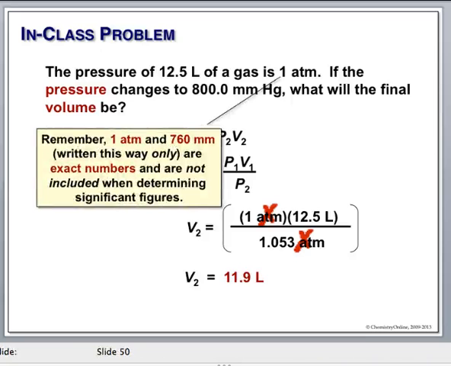I put this little reminder in here. Once again, when we do 1 atmosphere or we do 760, those are exact numbers, and we don't include those when we do significant figures. If this had been 1.01 atmosphere, that would be 3 significant figures. But when it's written just as 1, that's exact.